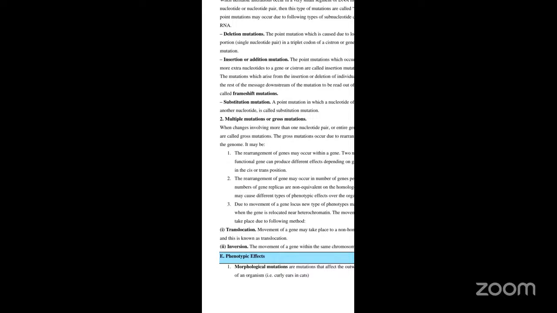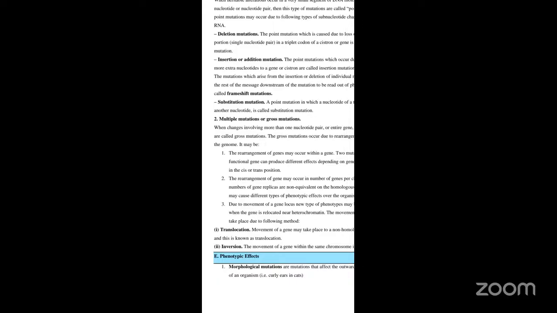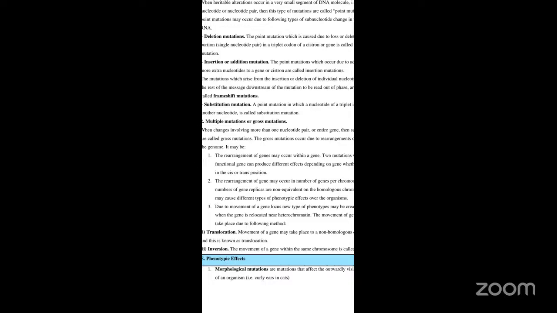Okay, but here it involves a whole nucleotide pair or the entire gene. Then you call it multiple mutations or gross mutations. And these gross mutations, you all know, actually occur due to rearrangement of genes within the genome. The genes try to shuffle and shift their places. So due to the rearrangement of the genes within the chromosome, the gross mutations actually occur.